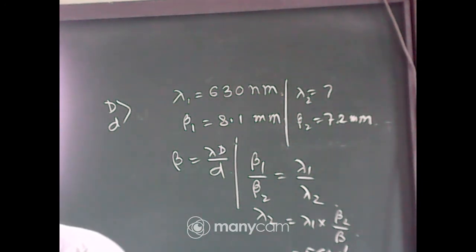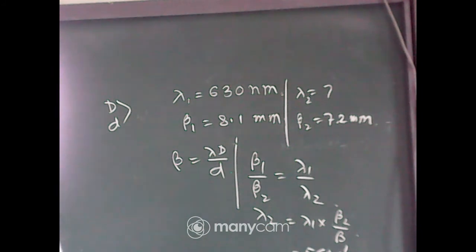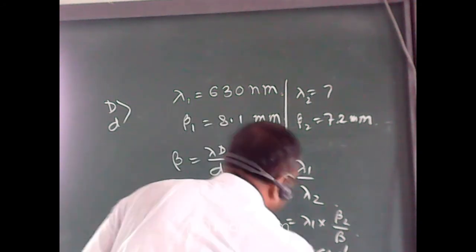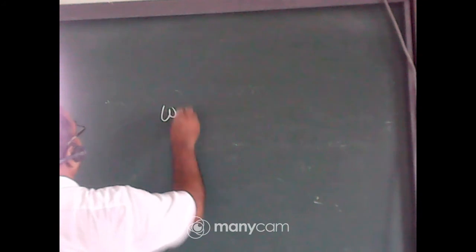Next numerical. What is the ratio of the slit widths if the amplitudes of the light waves from them have a ratio of root 2 is to 1? What is the ratio of the slit widths?